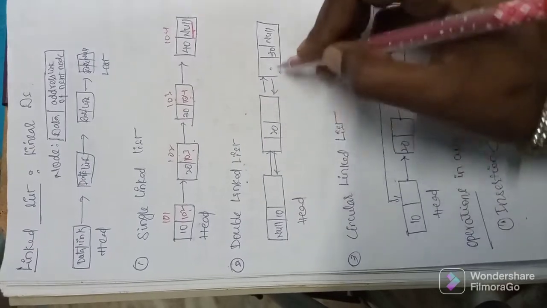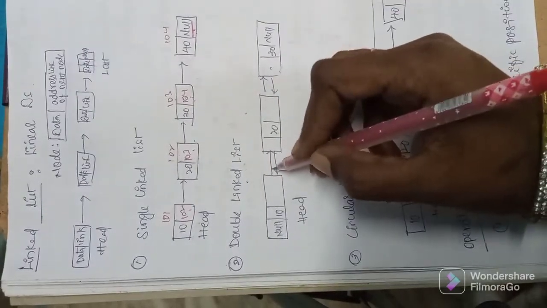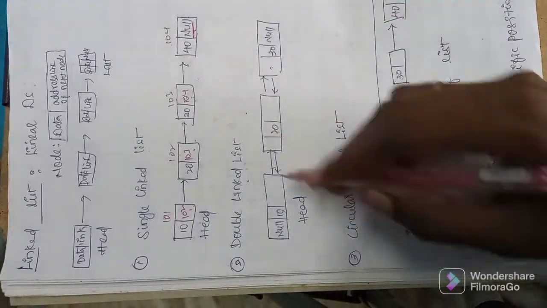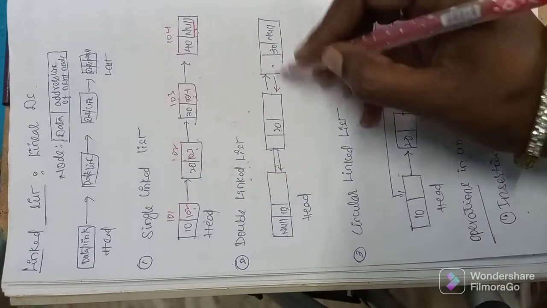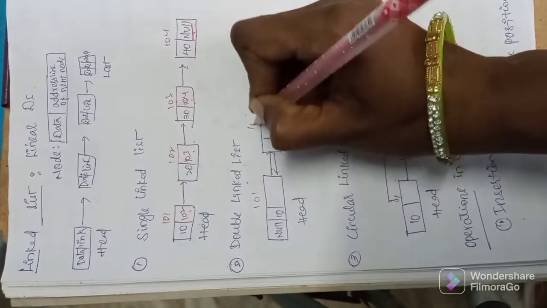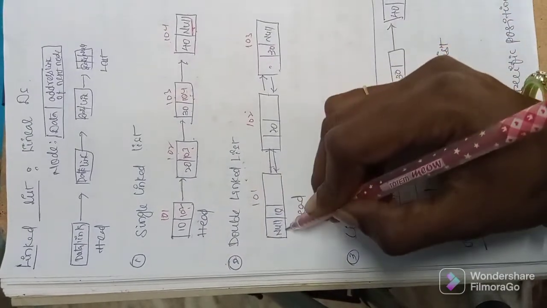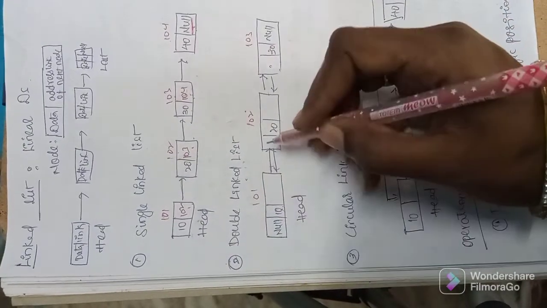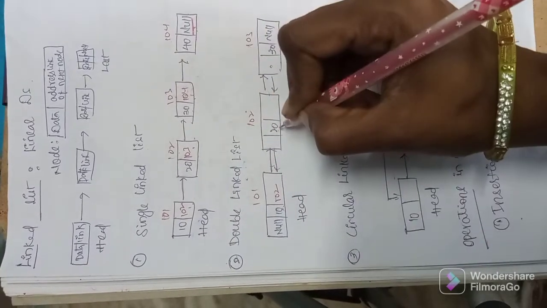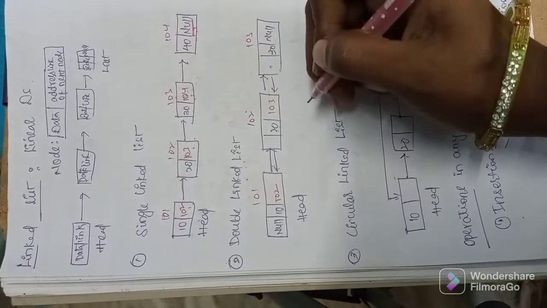So 10, 20, 30 you have. In a double linked list you can travel in both directions, whereas in a single linked list you can travel in only one direction. In a double linked list you can travel forward and you can also go in reverse. Consider this is 101, this is 102, this is 103. In a double linked list this node is connected with this node, so the address of the next node is 102. This node is connected with this node, so the address of this is 103.